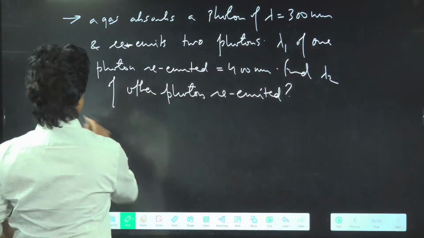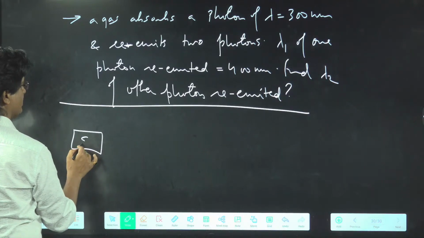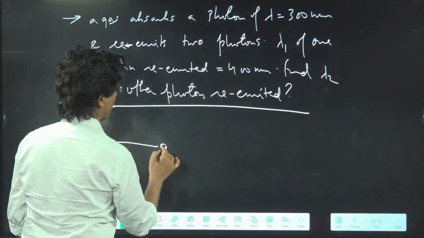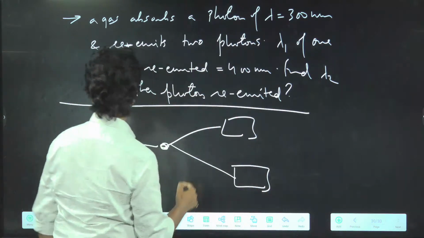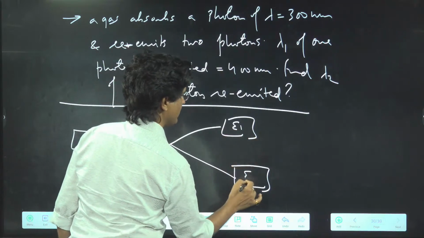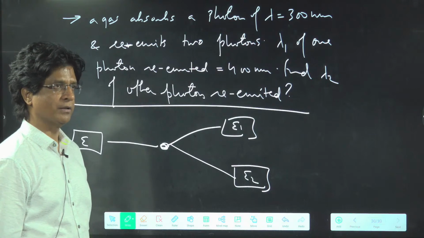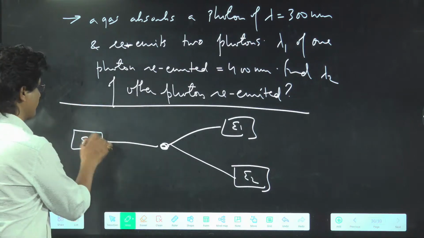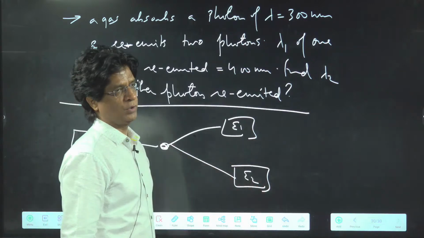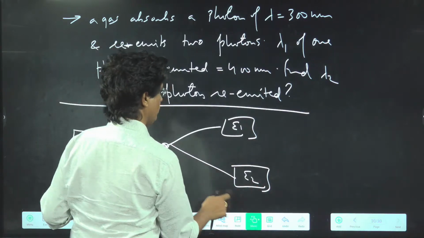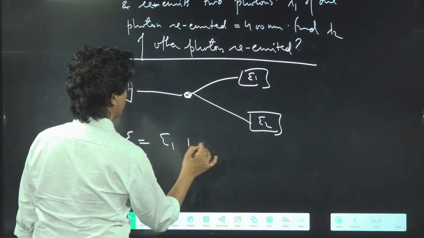So the question is that if there is a photon coming up, having energy E, which is absorbed by a gas particle which re-emits two other photons with energy E1 and say E2. So we will be applying the conservation of energy over here. The energy of this photon will be equal to the sum of the energy of the re-emitted photons. Will you all agree? Yes or no? That actually means E will be equal to E1 plus E2.